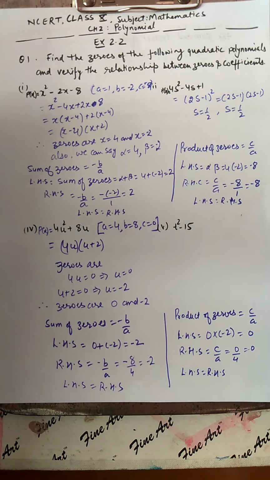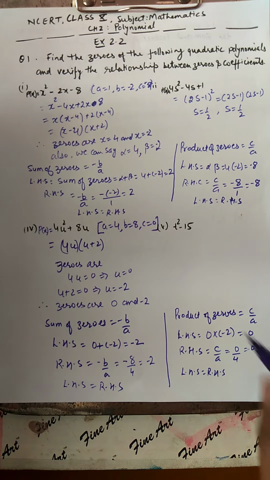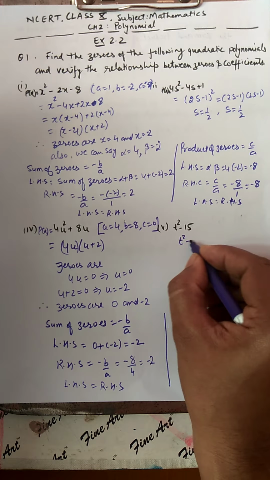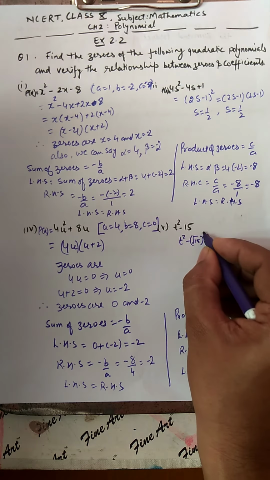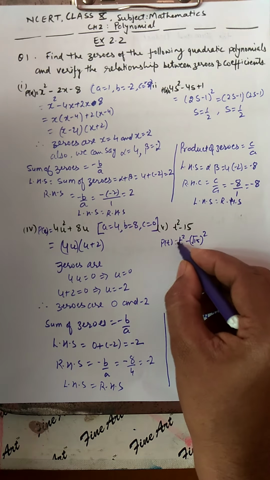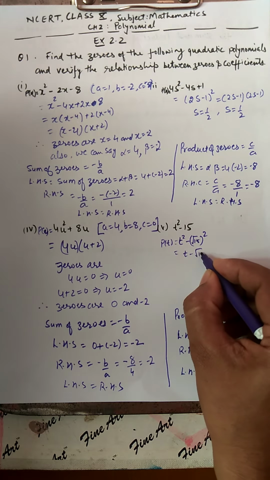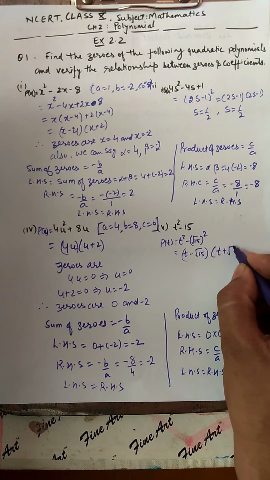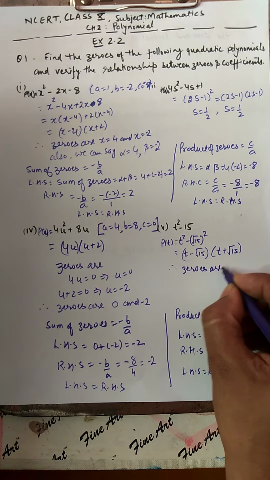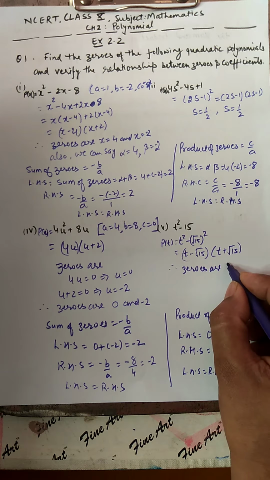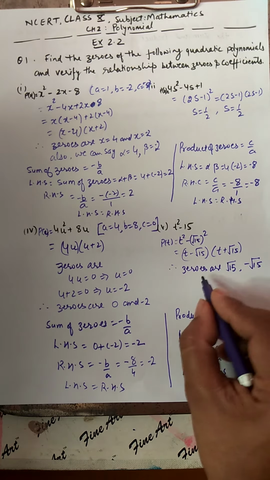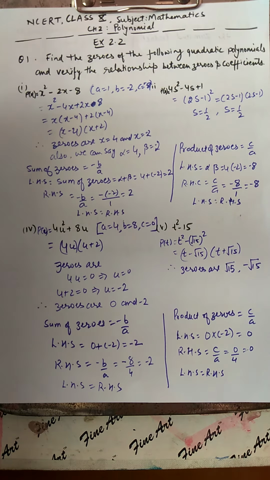Now this is the fifth part, and I want you to try it yourself, but I'm giving a little help: you can write this as t square minus (root 15) whole square. Then this can be written as (t minus root 15)(t plus root 15). So the zeros are: this factor will become 0 when you put t equal to root 15, and the second one is t equal to minus root 15. Now you verify the relationship yourself. I have done 2 examples.